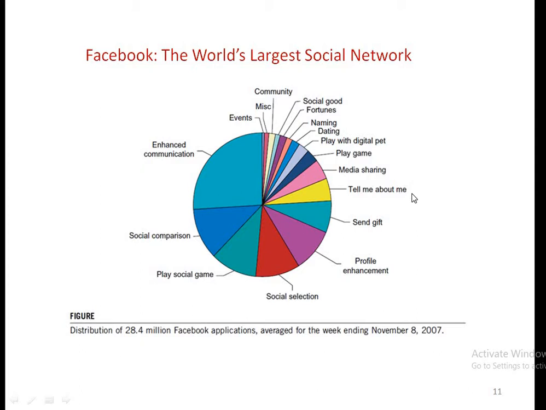Tell me about me, something we could see on WhatsApp also nowadays. Second, send gift, like birthday gifts. You can send birthday gifts. Profile enhancement, social selection, play social games, social comparison. How many likes? How many dislikes? No, we don't have dislikes. How many likes and comments we have, and then enhanced communication and events. So this is the distribution of 28.4 million Facebook applications averaged for the week ending November 8, 2007.